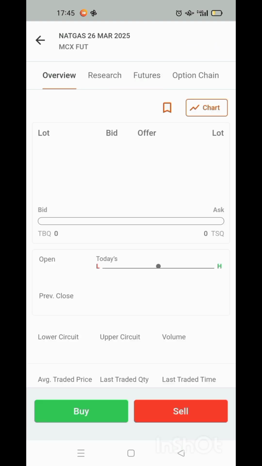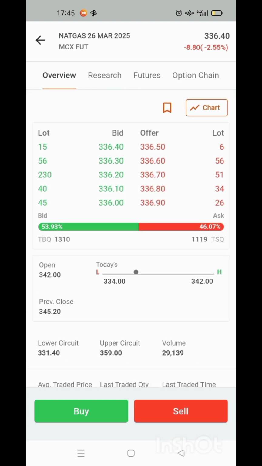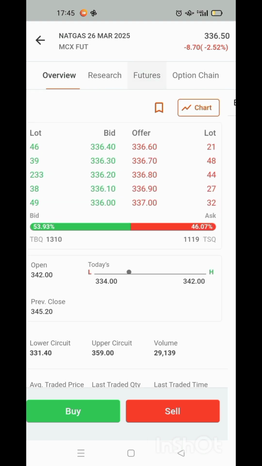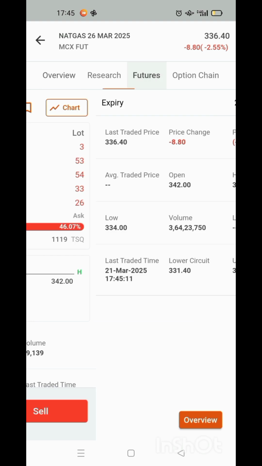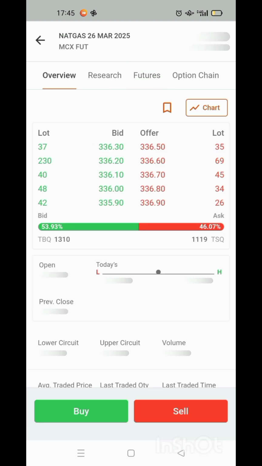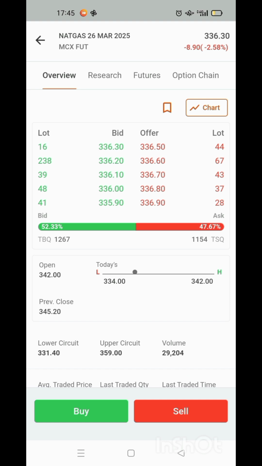But for determining it, as we can see, it is now 53.9% at 386.5. But now the price is decreasing, but what is the order flow? You can see the order flow has decreased, which means pressure is coming at 386.5.